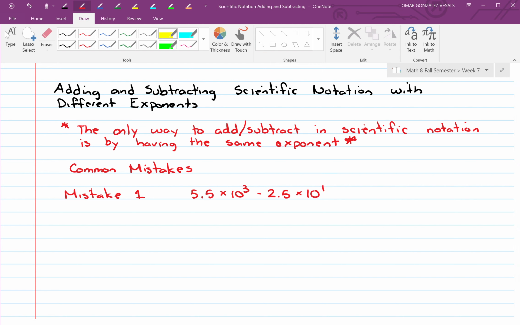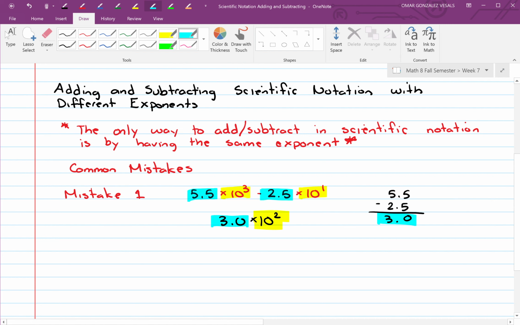well then I'll just do 10 to the third minus 10 to the first, which is going to give me 10 to the second. So it'll give me times 10 to the second, and then they go 5.5 minus 2.5, which is 3.0 times 10 to the 0. That's a mistake. Okay, you cannot do that, guys. Does anybody know why you can't do that?